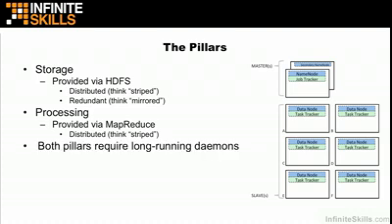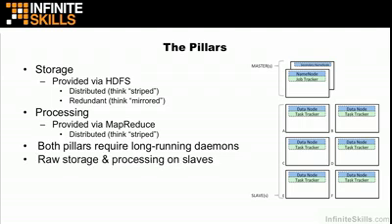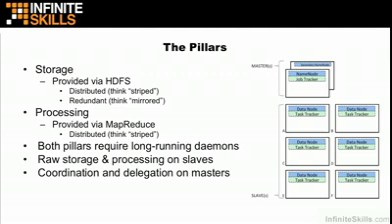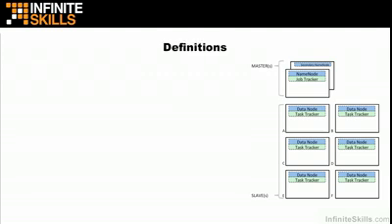Each of these pillars requires several long-running daemons on the master and slave side. Just remember that the raw storage and processing occurs on the slaves, and the coordination and delegation occurs on the masters. Before we dig into more details about this chapter, let's get several definitions out of the way.